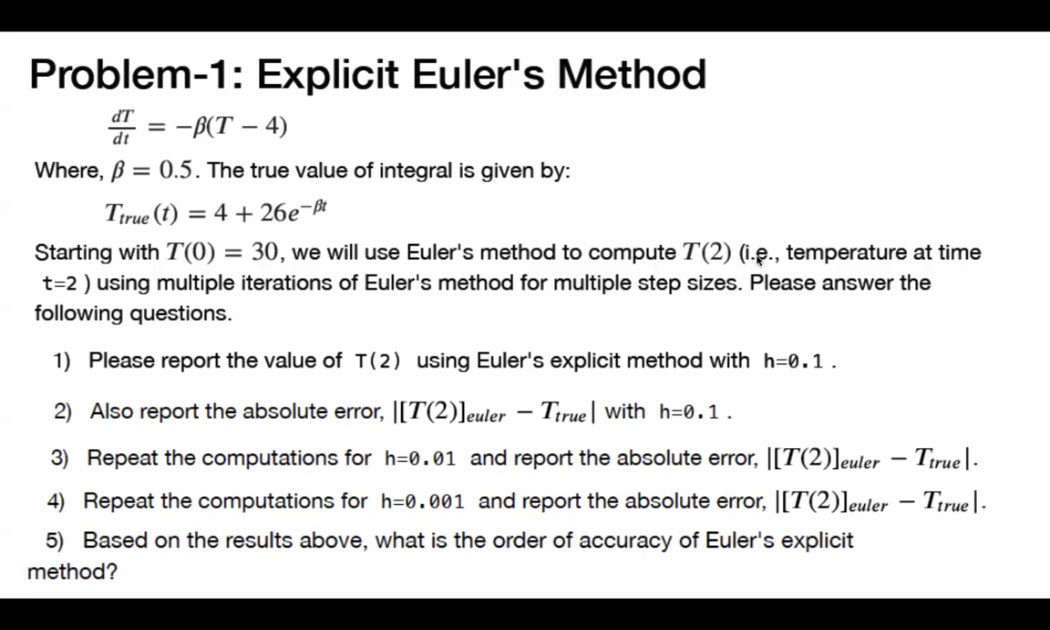Now what you have to do is compute T2. So basically your integration limit is 0 to 2. Okay, and there are certain things that you have to use. First you have to use h is equal to 0.1 and tell what is the value at t equal to 2, and you have to compute the error, and you have to repeat the same thing for h is equal to 0.01 and h is equal to 0.001. And from here you can understand as you're changing the h value, your error value also changes. From that you can see what is the order of accuracy for the explicit Euler's method. So this is what you have to do.